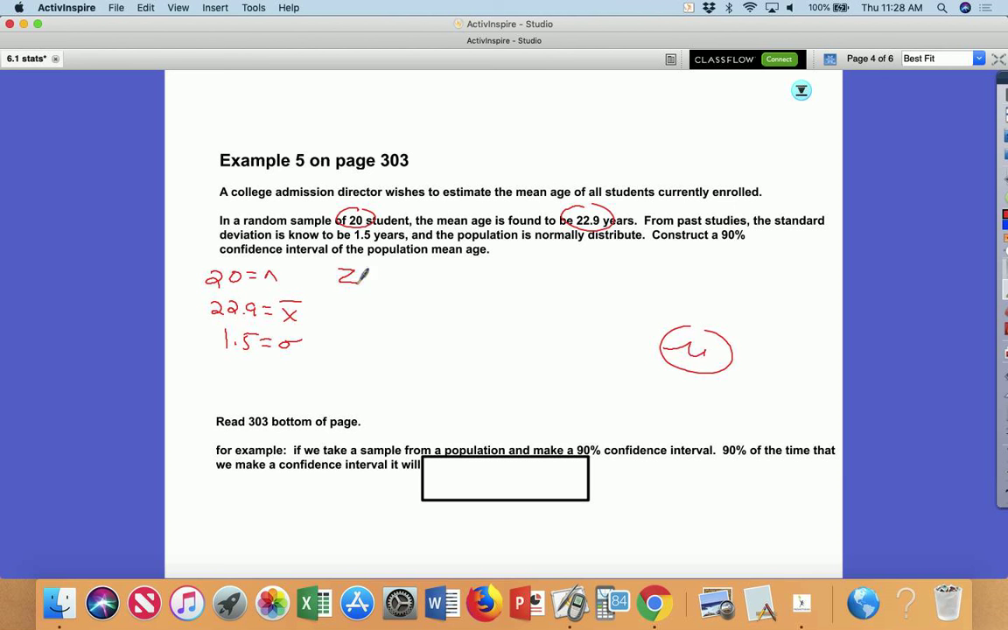Okay. So what's z of 90% going to be? 1.645. You should be able to put that into the formula and calculate E. Okay? So Z sub C times sigma over the square root of N. So you should get about 0.55. Have you made the interval? No. What do you have to do?